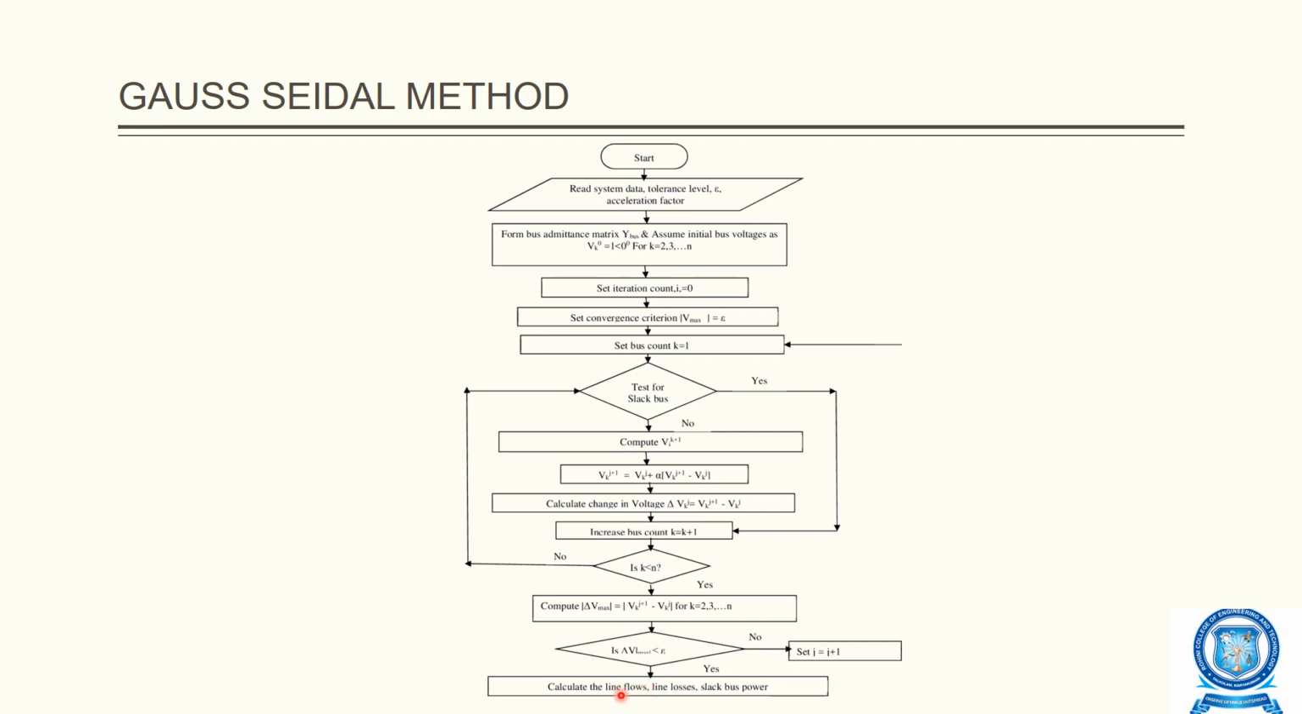If yes, then you need to calculate the line flow, line losses and slack bus power. If not, then you need to set j equal to j plus 1, and you can again directly go to the step of setting the bus count. So on setting the bus count k equal to 1, you get this value. So this is how the flow goes on for the Gauss-Seidel method.